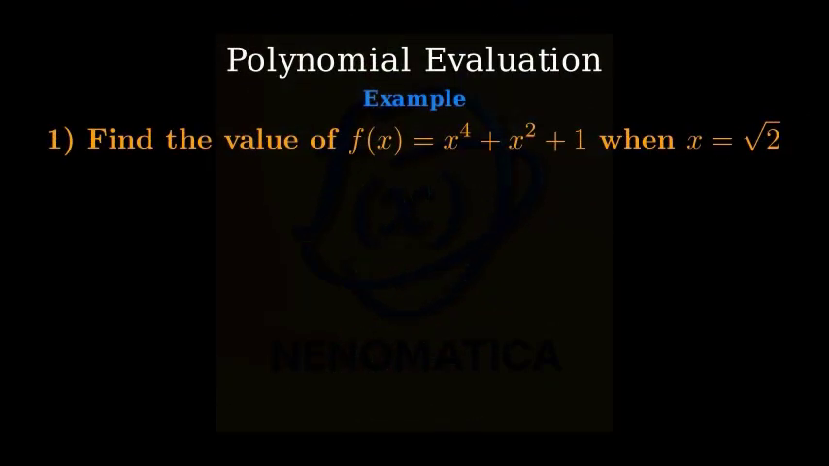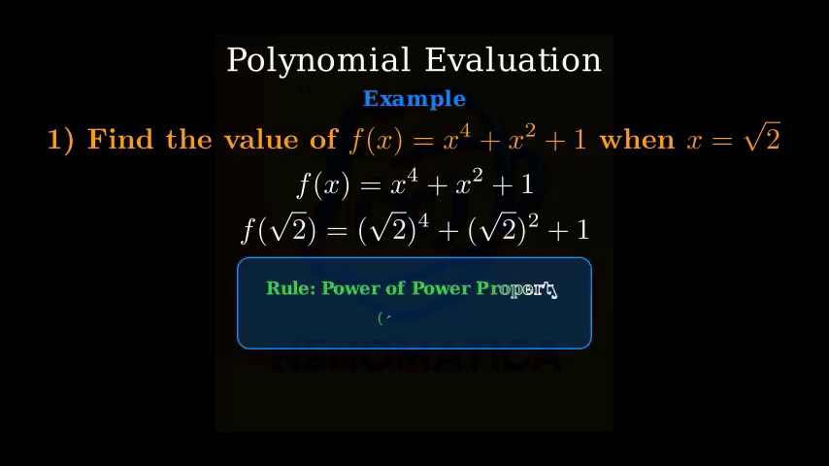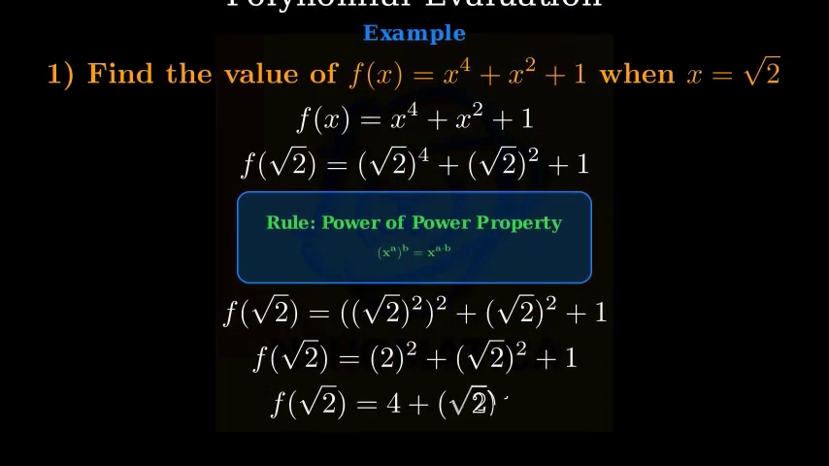We need to evaluate the function f of x equals x to the fourth power plus x squared plus 1 at x equals square root of 2. Let's substitute x equals square root of 2 into our function. Now let's simplify each term. For the first term, the square root of 2 raised to the fourth power, we can think of this as square root of 2 squared, squared again. Square root of 2 squared is 2, and 2 squared is 4.